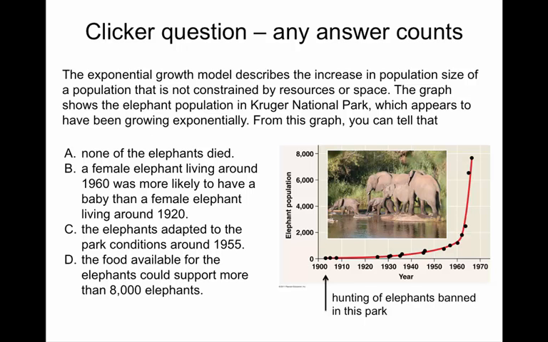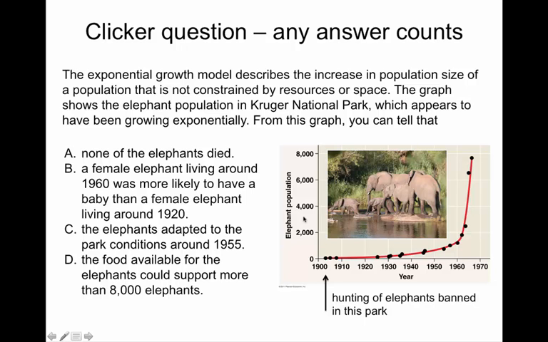Okay, let's do this as another virtual clicker question. The exponential growth model that we've been discussing describes the increase in population size of a population that is not constrained by resources or space, typically. That should make intuitive sense to you. Now consider this graph right here, which shows the graph of an elephant population in a particular national park, which appears to have been growing exponentially.